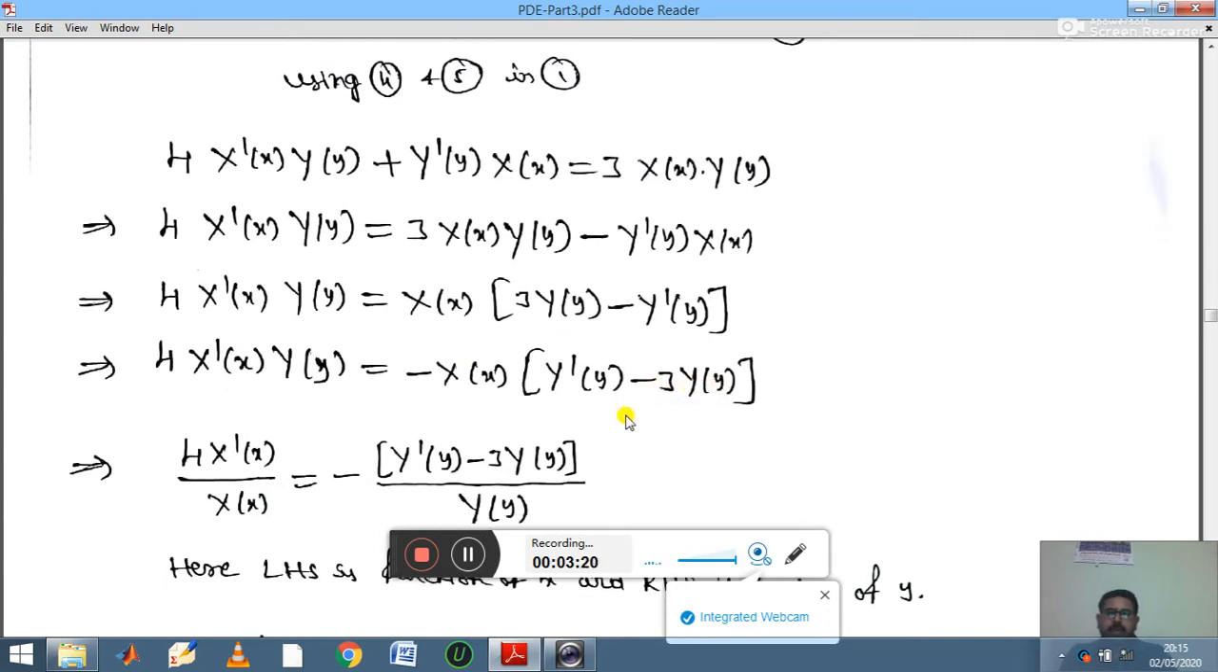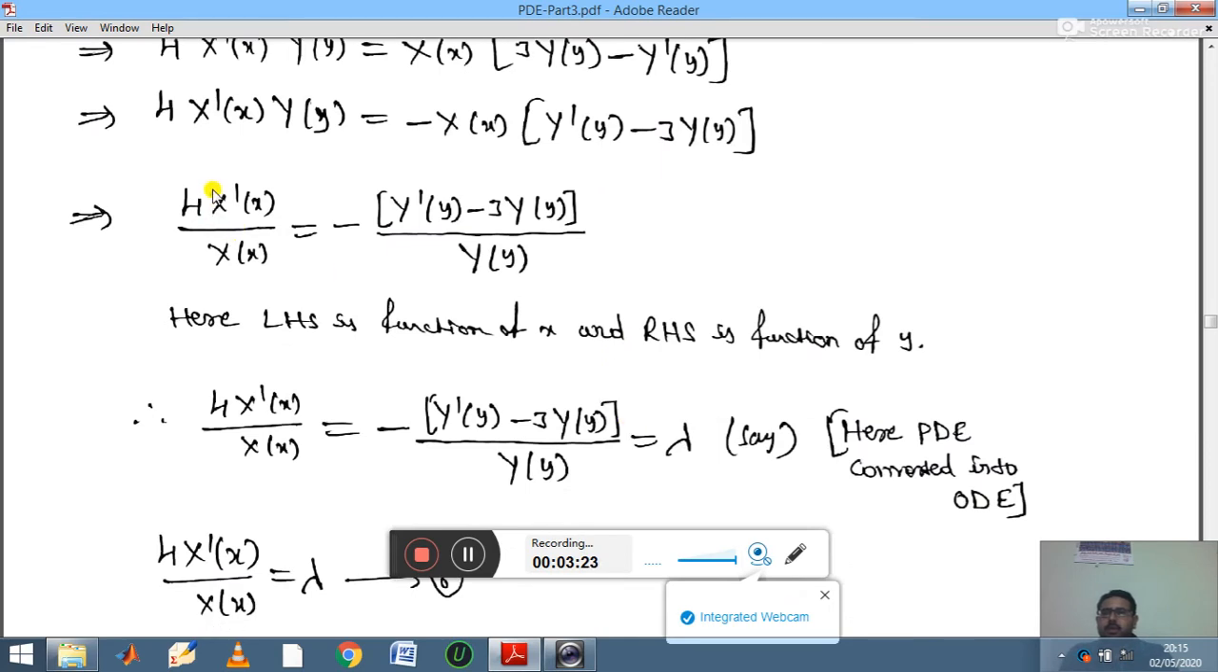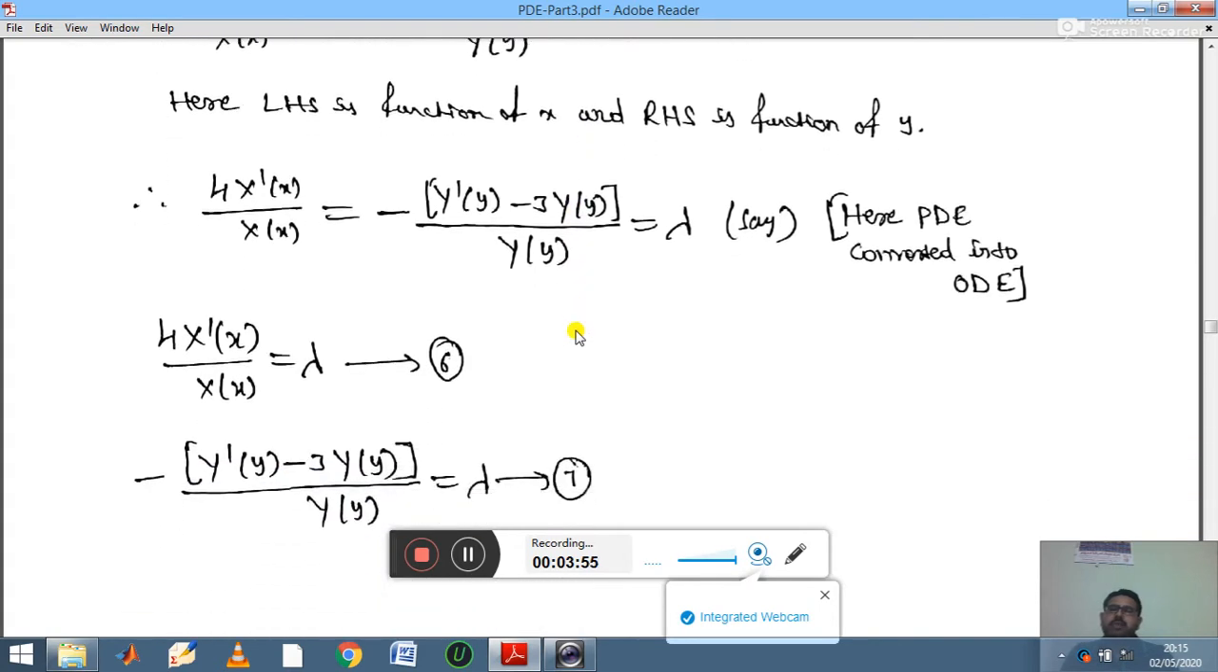Now you separate the variables, x at one side, y variables at one side. The x variables, this X(x), you send to the LHS, Y(y) to the RHS, then it becomes 4X'(x)/X(x), which is one differential equation. Similarly, (3Y(y) - Y'(y))/Y(y). This is the second ordinary differential equation. LHS is a function of x and RHS is a function of y. Now let us equate these two differential equations to some constant lambda.